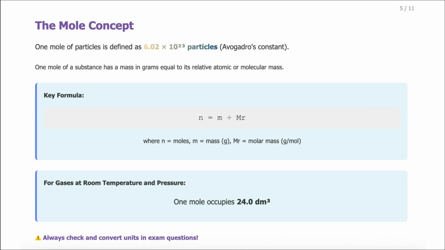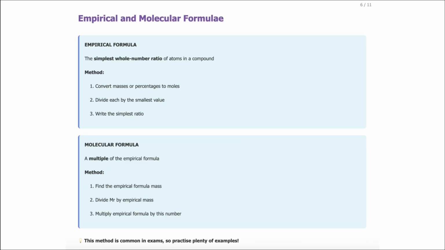A mole represents 6.02 times 10 to the power of 23 particles, and 1 mole of any substance has a mass equal to its relative mass in grams. Use n = m / Mr to calculate. For gases, remember, 1 mole occupies 24 dm³ at room conditions. Always check and convert units in exam questions.